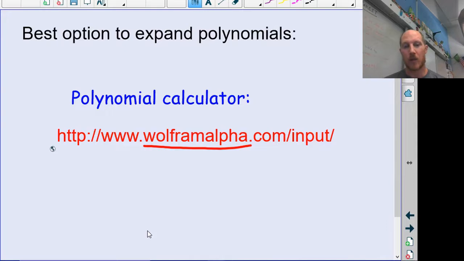The best option is a polynomial calculator at this website called Wolfram Alpha. Wolfram is the guy's name. You can see right there, Wolfram is the name of the mathematician that created this website, and it will do a lot of stuff. We're going to use it just to expand our polynomials, because really what we're after at this point in our math career is being able to take the polynomial model and interpret it and apply it to do some statistics work, not get that algebra practice of repeatedly multiplying, which is important, but just not what we're after right now.